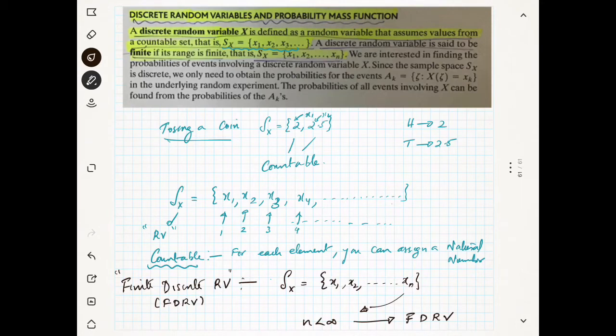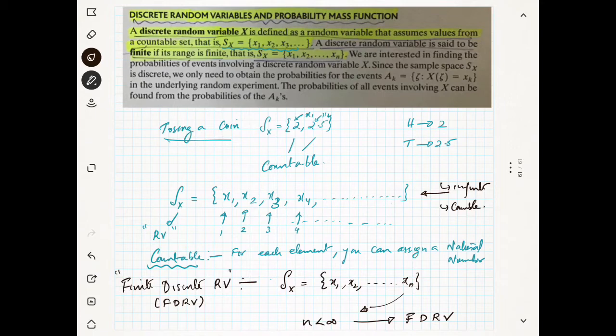But if this is the general situation, where it is not finite, it is infinite, but the set is countable. It is infinite but countable. Countable means for each element you can assign a real number. If it is not countable, then it does not come under the class of discrete random variable. It will come under the class of continuous random variable, that we will discuss later.